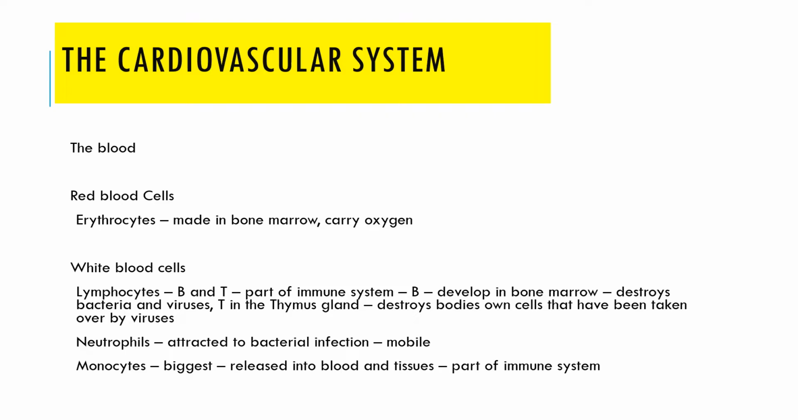We must know the difference between a red blood cell and a white blood cell. The names, for example, erythrocytes, where they are made in the bone marrow, and their job to carry oxygen. White blood cells, you have lymphocytes, neutrophils and monocytes, and you must know the difference between all three of them.